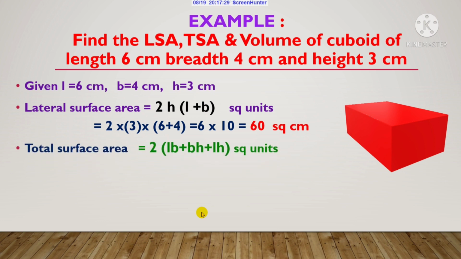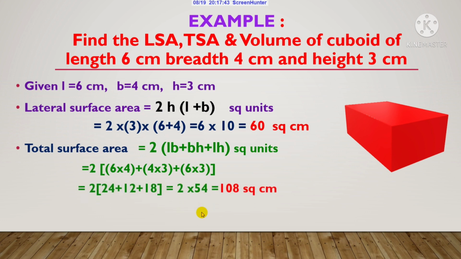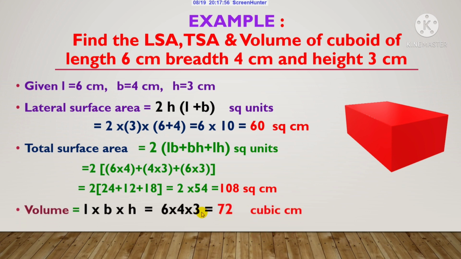This is LSA. What is TSA? 2 times of LB plus BH plus LH. If you substitute the values of L, B and H, 2 times of 6 into 4 plus 4 into 3 plus 6 into 3. So we get 2 times of 24 plus 12 plus 18 added together, 2 times 54. So it will be 108 square centimeters. Finally, volume, a very simple formula, length into breadth into height, 6 into 4 into 3. So it will be 72 cubic centimeters. So these are the basics of mensuration we ought to learn.